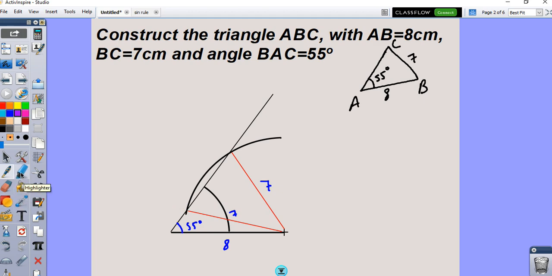The first form is this big triangle, and the other form is this tiny triangle here. So this is what we mean by an ambiguous case, where the information that we have in the question allows us to draw not one, but two triangles.